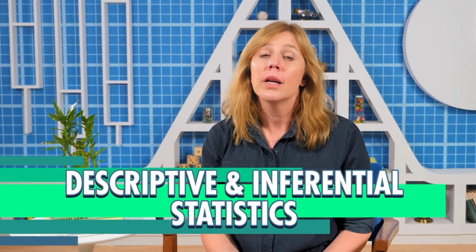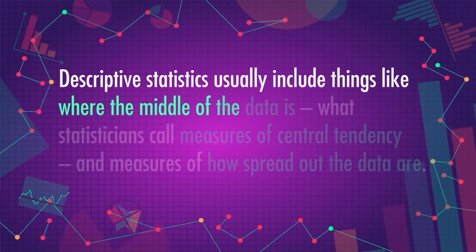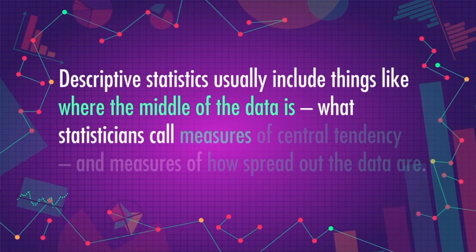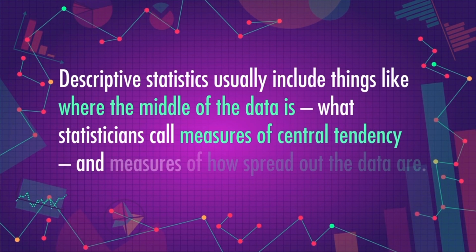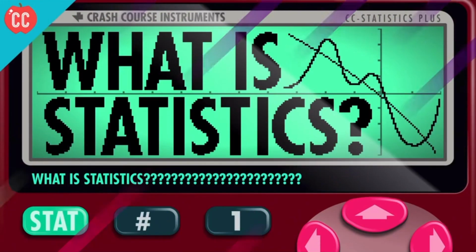Descriptive and inferential. Descriptive statistics describe what the data show. Descriptive statistics usually include things like where the middle of the data is, what statisticians call measures of central tendency, and measures of how spread out the data are. They take huge amounts of information that may not make much intuitive sense to us and compress and summarize them to hopefully give us more useful information. Let's go to the thought bubble.